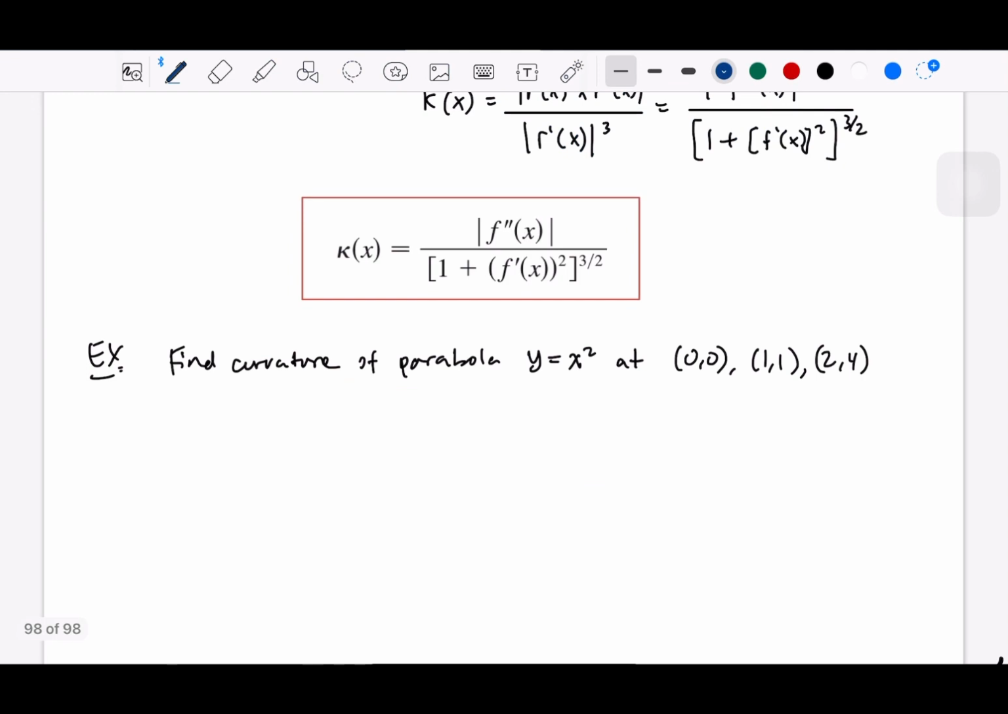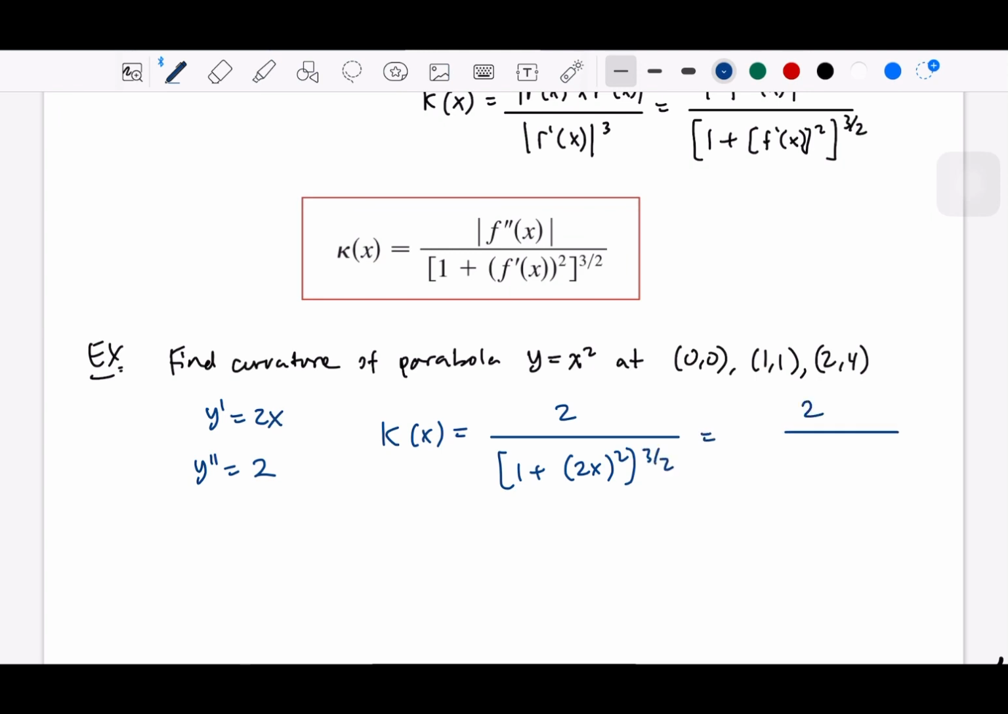Okay, so we have f of x. We take y prime is 2x, y double prime is 2, right? And the numerator of the curvature is going to be 2. It's already a constant, so we just take 2. And then 1 plus 2x squared, and then 3 over 2, so we have 2 over 1 plus 4x squared with power of 3 over 2.